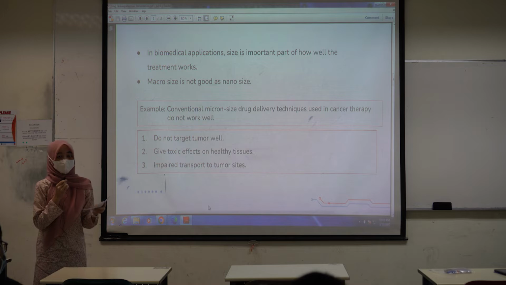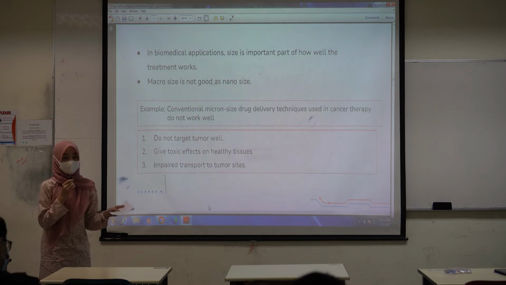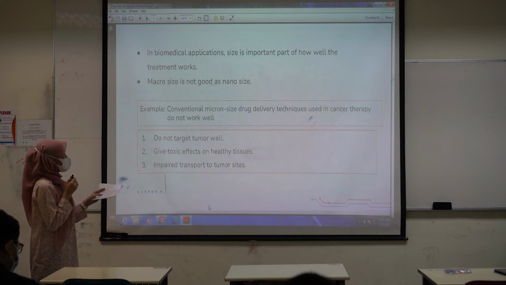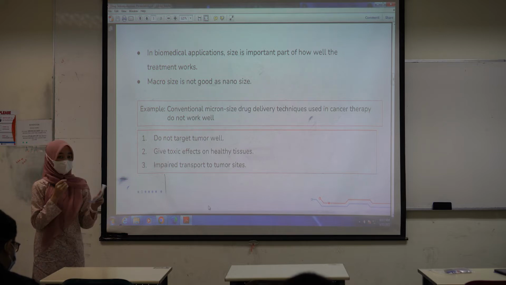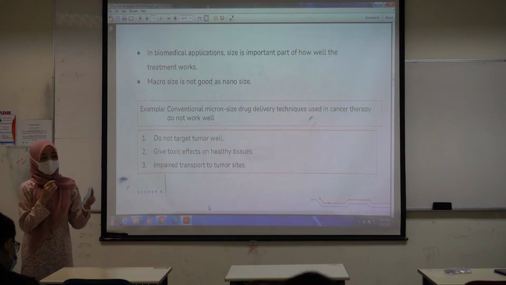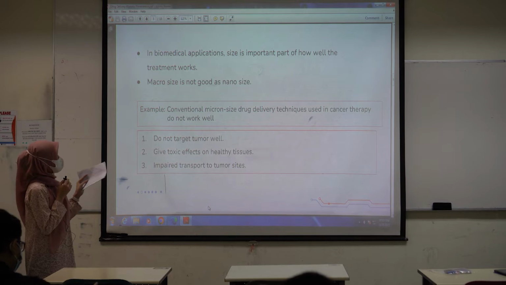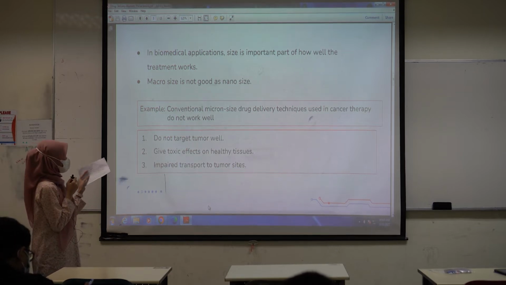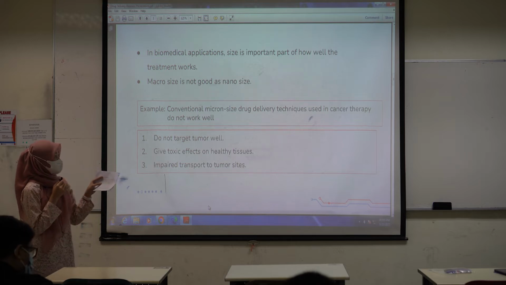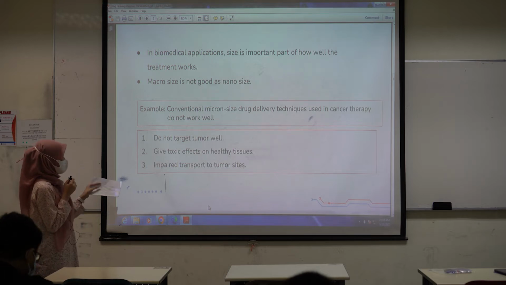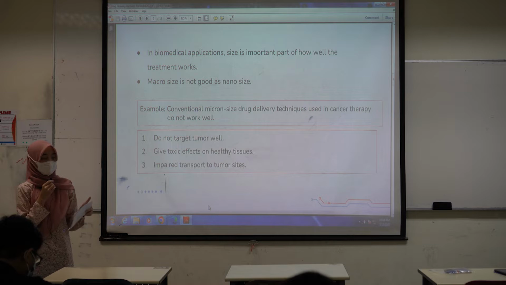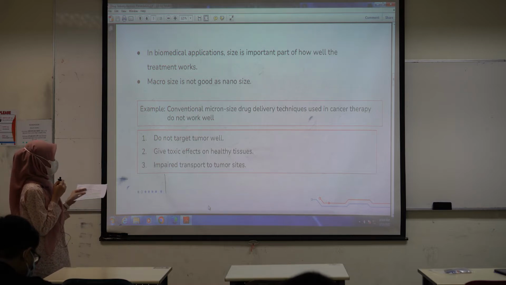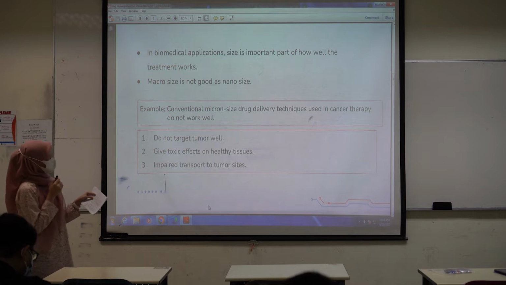In biomedical applications such as drug delivery, size becomes an important part of how well the treatment works. When it comes to biomedical applications, the macro size is not as good as the nano size. For example, conventional micro-sized drug delivery techniques used in cancer therapy do not work well because first, they do not target the tumor well, second, they give toxic effects on healthy tissues, and last, they impair transport to tumor sites.